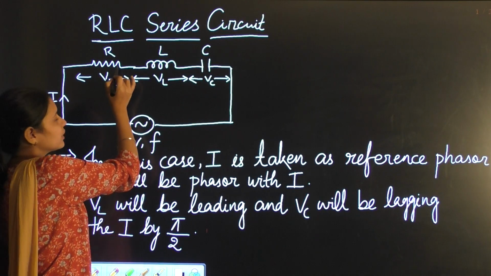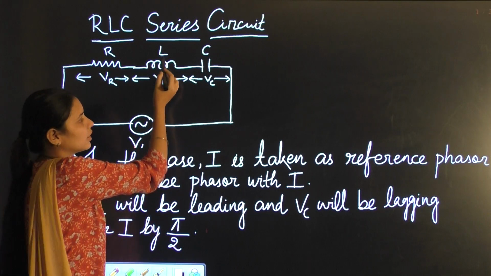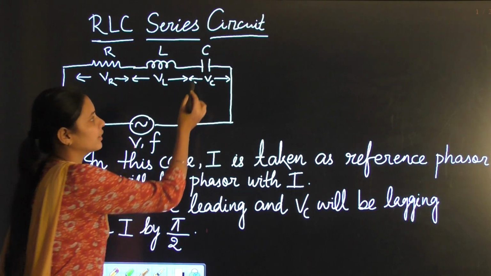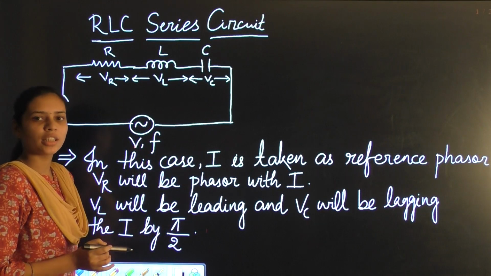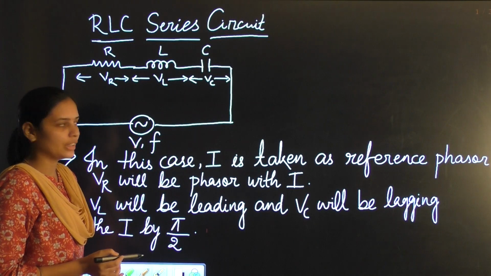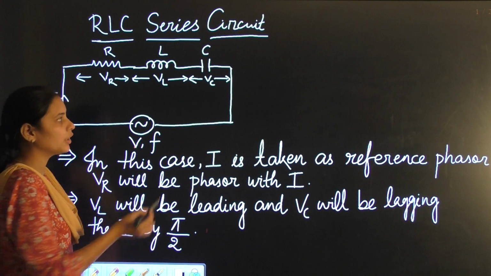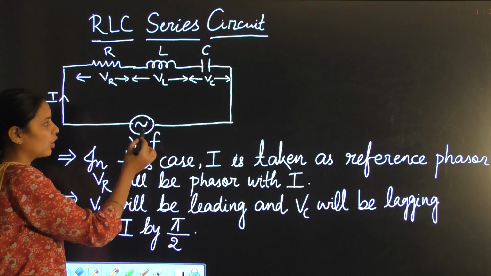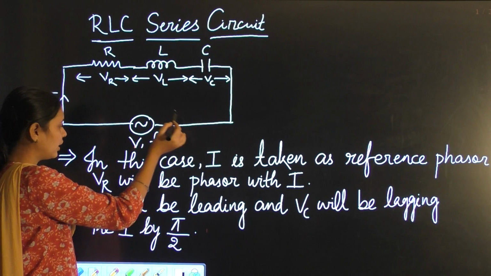I have considered the value of resistance to be R, the value of inductance to be L, and the value of the capacitance is C. So the voltage drop across the resistor is VR, the voltage drop across the inductor is VL, and the voltage drop across the capacitor I have taken to be VC. So this is all about the circuit analysis as shown in the figure.